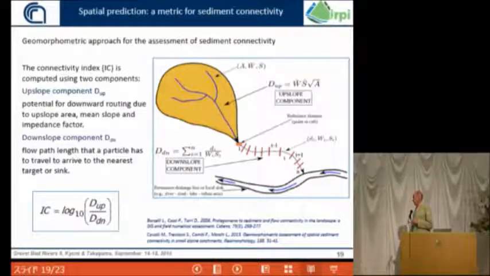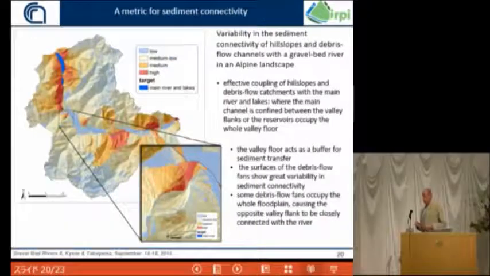These are the references. It's a ratio between an upslope component that takes into account the drainage basin, the area upstream of a cell, and the slope. The analysis is done on a raster DTM. The downstream component takes into account the distance from the target and also the slope. And there is also another parameter which relates to the impedance. It depends on vegetation cover, on the roughness of the surface, and so on. This is an application to a gravel bed river in the Eastern Alps.